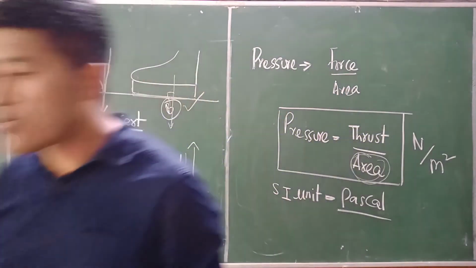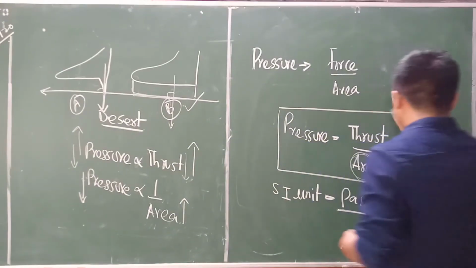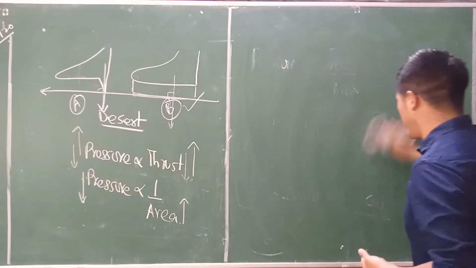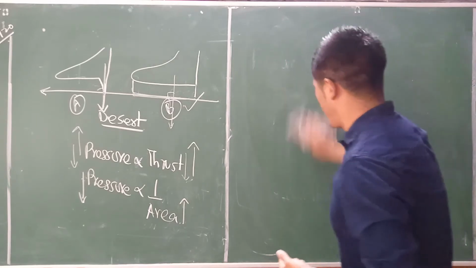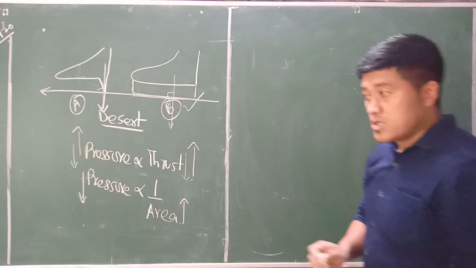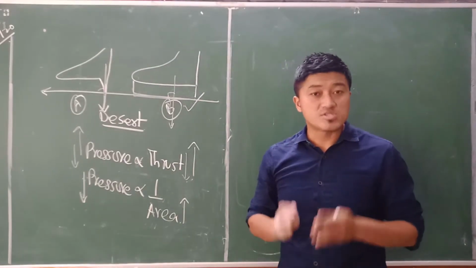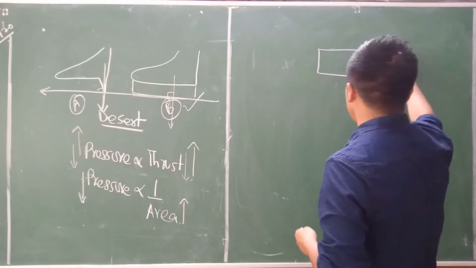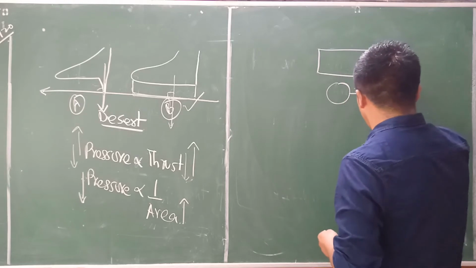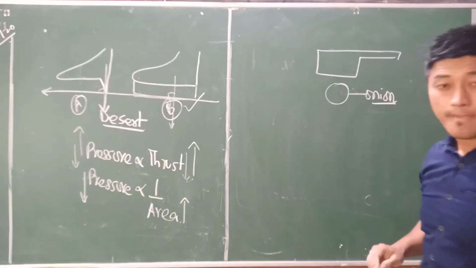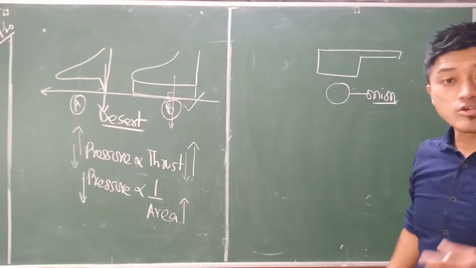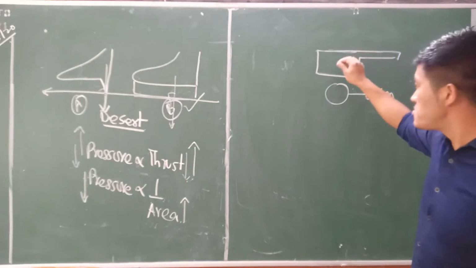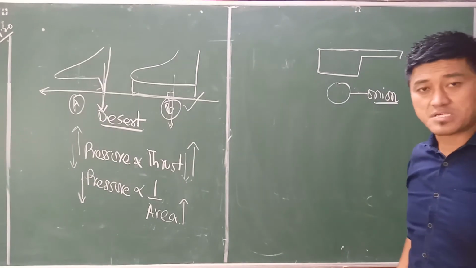Is that clear? So let us go for another example here. Whenever we are cutting an onion, we use a knife, right? Let's say this is a knife here. When we are cutting an onion, we use this side. We don't use this side, even though both are made of metal, a hard surface, right?